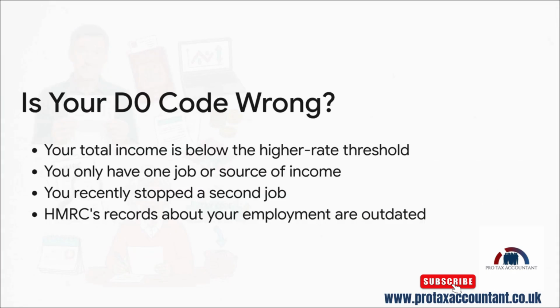If your total income from everything, all your jobs, all your pensions, is actually less than the higher rate threshold, your D0 code is almost certainly wrong. Same goes if you only have one job. And this is a big one. If you've recently left a second job and HMRC's system hasn't caught up yet, that happens all the time.